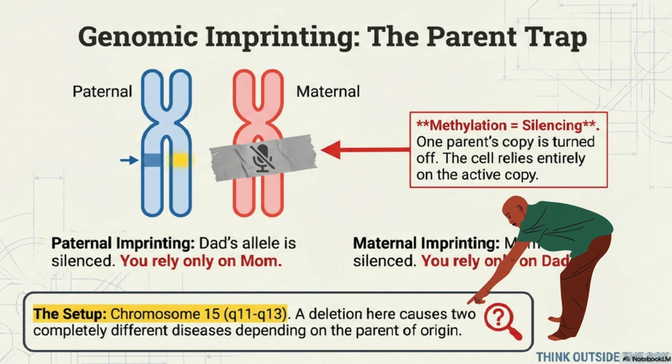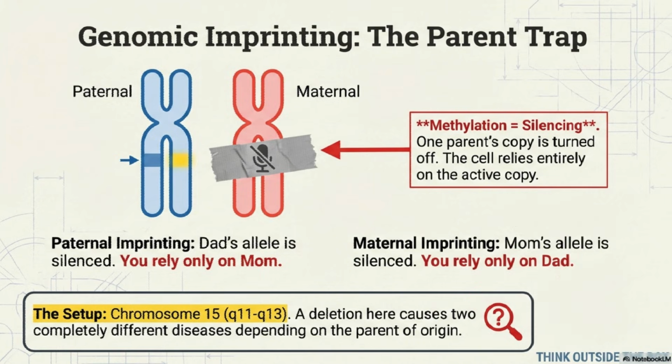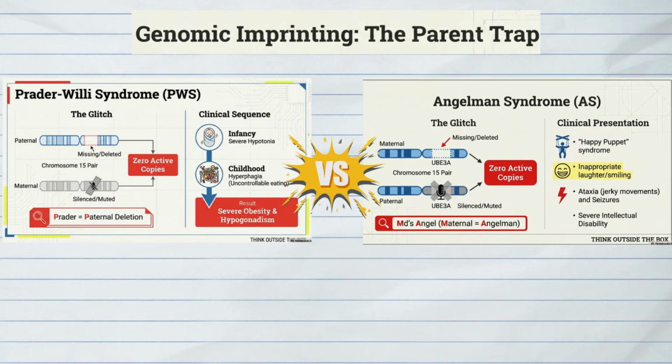The classic exam question is chromosome 15, q11-q13 deletion. The same deletion causes 2 totally different diseases depending on whose chromosome is broken. Let's see with an example of the Prader-Willi versus Angelman showdown.